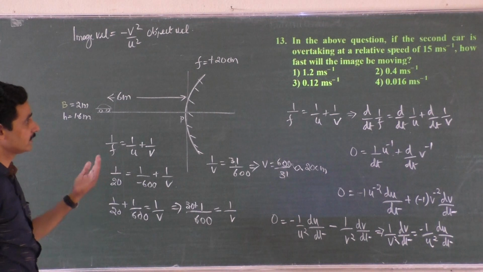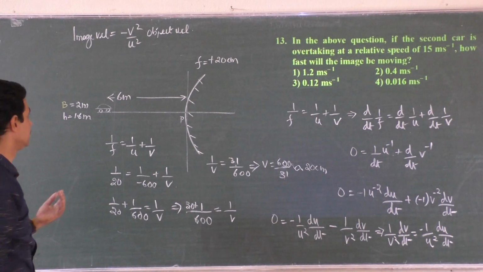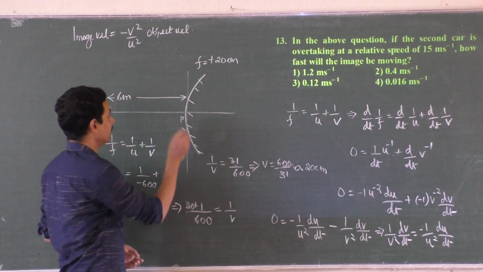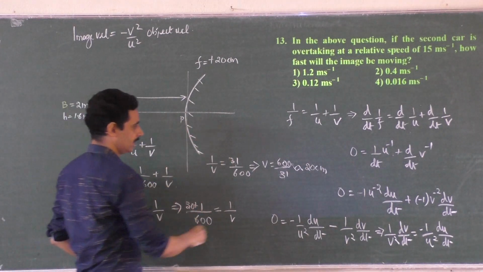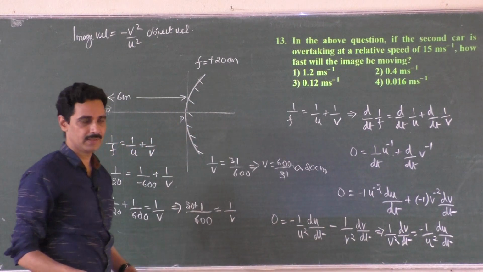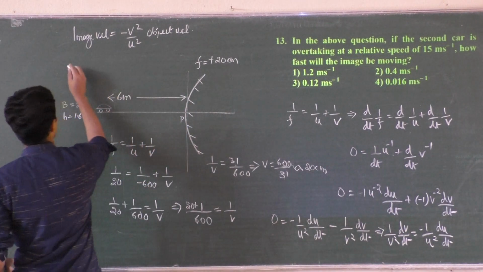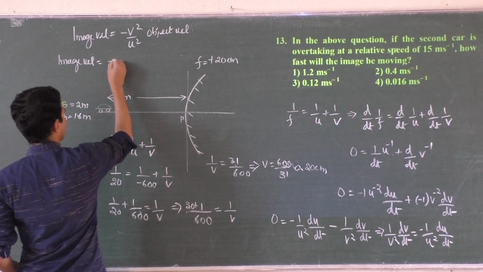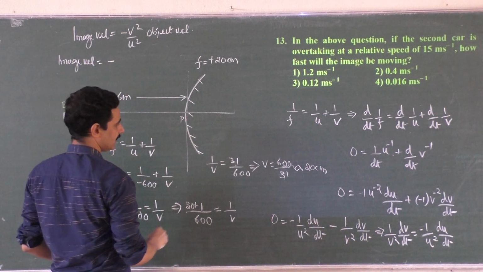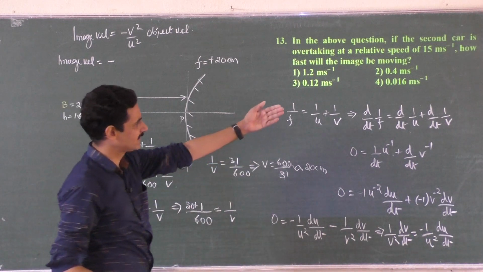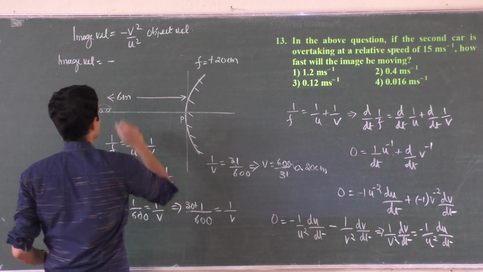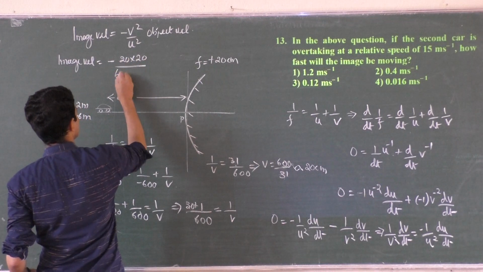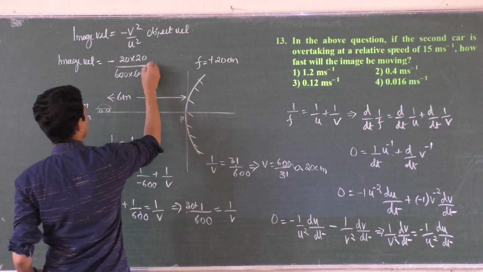Now what is the velocity of the image? How fast will the image be moving? We are ready with the object distance and image distance at the moment. When the object is at a distance of 600 centimeter, the image is at a distance of 20 centimeter. So image velocity is equal to minus v square by u square. v is almost 20. Shall I take it as 20 instead of 19.66? We will take it as 20. 20 into 20 divided by object distance 600 into 600 into object velocity.